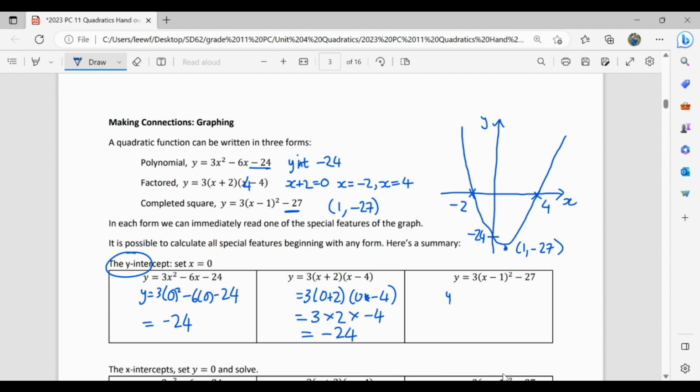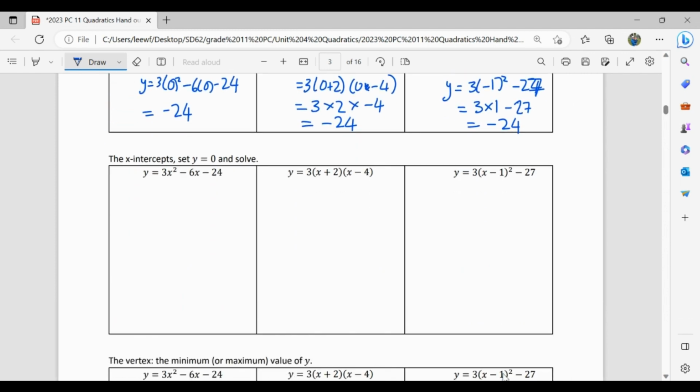And finally, in the last form, we substitute 0 again. We get 0 minus 1 squared, minus 27. And so we have 3 times positive 1, minus 27, and 3 minus 27 is minus 24. So regardless of whether we start with the polynomial form, the factored form, or the completed square form, we get the answer negative 24, always by substituting 0 for the x-coordinate.